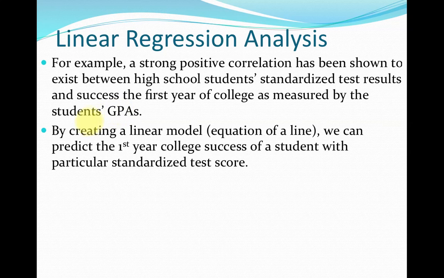Okay, so what we're going to do is create, if we had raw data for this particular example, a linear model, which is an equation of a line, that basically fits among the points of the scatter diagram. And with that line, we can make a prediction on first year college success if we were provided with a particular standardized test score. So we could be given x, and then we use that x to predict y.